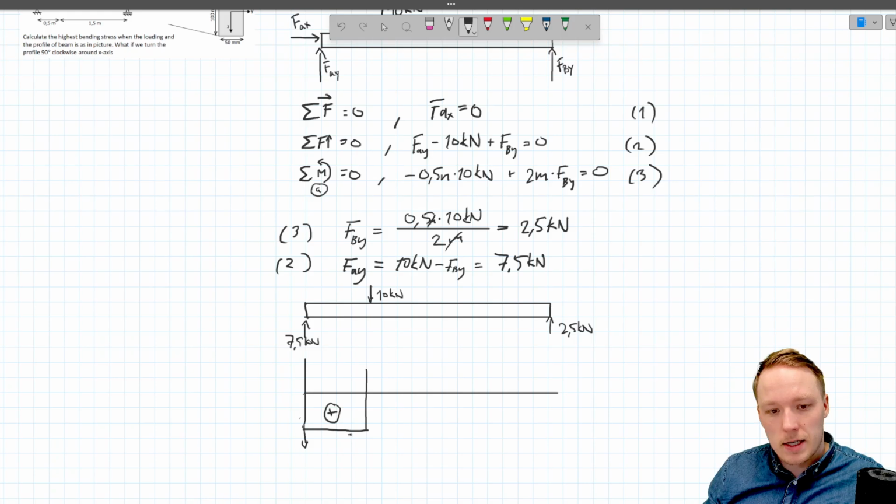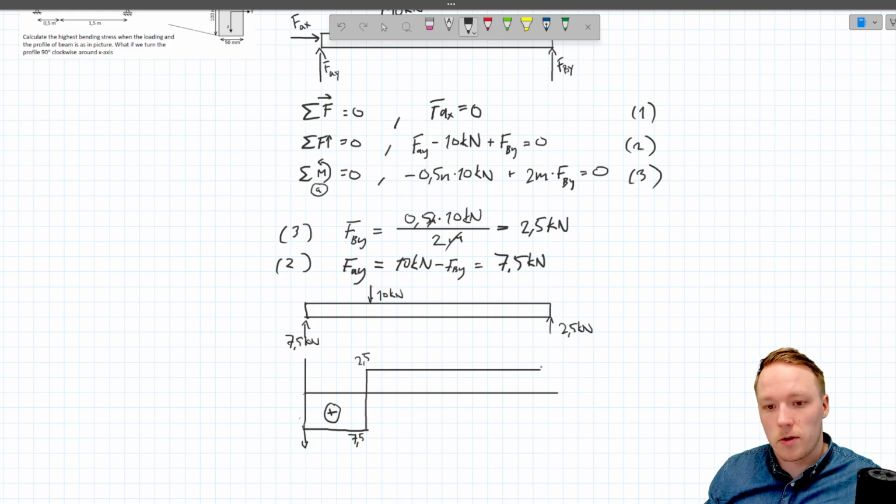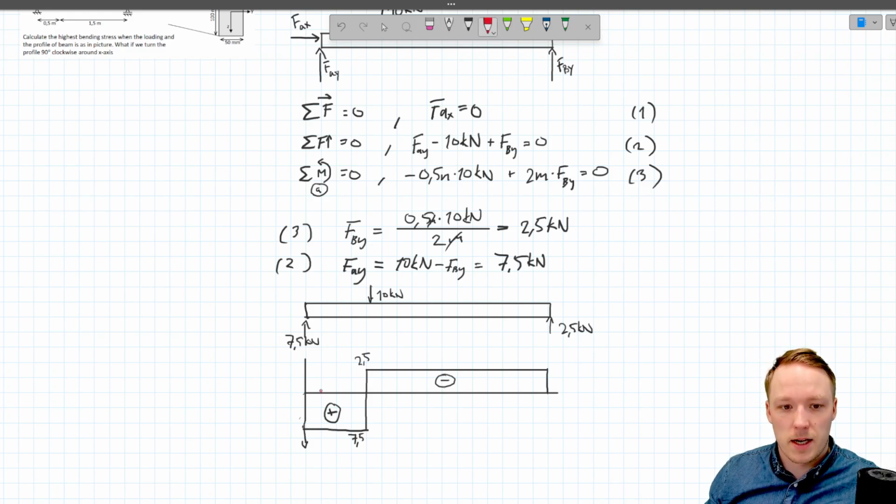In here we had 7.5. Now when we introduce the external load of 10 kilonewtons, it means that it will jump to value of 2.5 to other direction, like so, and it will remain on that level until we reach the end of the profile, because there are no other loads in here, and then finally at the end it will go to 0, and this is now negative, like so. Let's highlight this area.